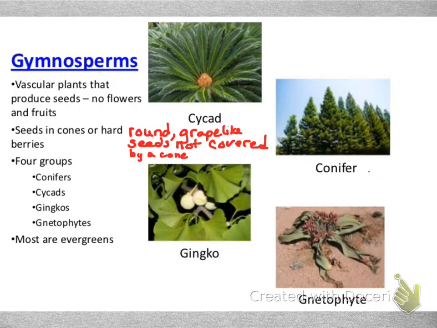The ginkgo is the next one. The ginkgos are actually my favorite. They have round, grape-like seeds, and they're not covered by a cone, located right there. They are the gymnosperms that are pollution tolerant and are used in traditional medicines, and only the ginkgo biloba is still alive today. Its leaves are fan-shaped and its seeds are round and not covered by the cone like this one. You can see the fan shape right there.